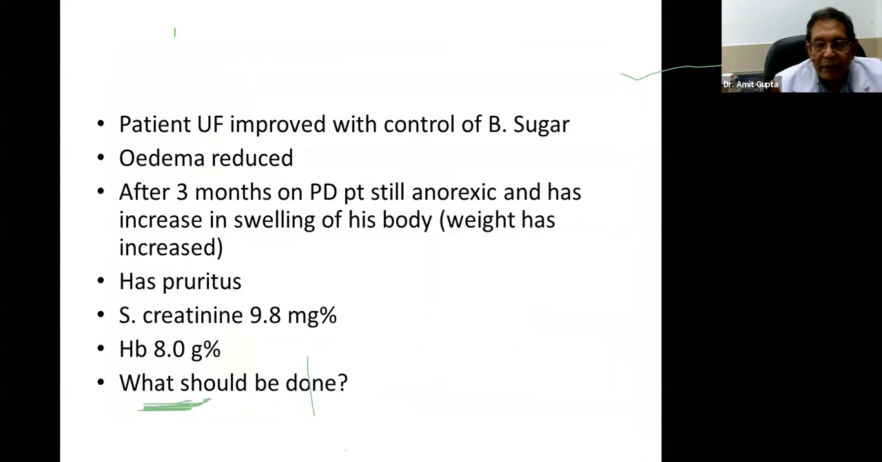So this patient, as we controlled his blood sugar, his ultrafiltration improved, his edema came down. But after 3 months on peritoneal dialysis, he remained anorexic, and he had again an increase in swelling of his body, and his weight had increased. He had pruritus, his serum creatinine was 9.8, and his hemoglobin was about 8 grams per cent. What should we do? He's come back to you, 3 months on PD, sugars are well controlled, but he says, Dr. Saab, I have no appetite, and he's gained weight, he's become diabetic, and creatinine is close to 10.